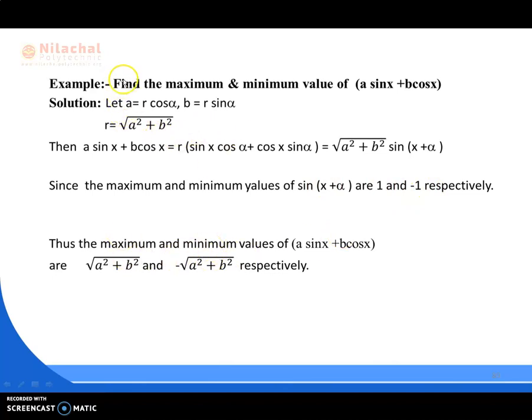If our question is to find the maximum value, we put 1 instead of sin x plus alpha, and if we want the minimum value, we put minus 1 instead of sin x plus alpha. Just put down what we get. When the value is maximum, 1 into this equals the square root of a square plus b square. If you want the minimum value, put minus 1 instead of sin x plus alpha and multiply with this. What we get is minus the square root of a square plus b square, respectively.